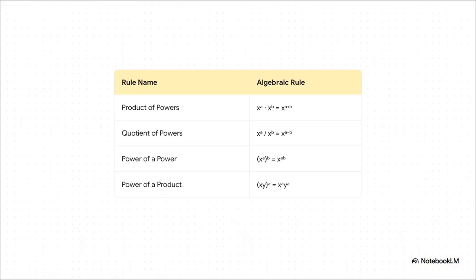Think of this as your official toolkit, your cheat sheet. These are the fundamental laws of exponents. It's pretty simple. When you multiply, you add the exponents. When you divide, you subtract them. And when you raise a power to another power, you multiply. That's it. So, let's put this new toolkit to work, shall we?